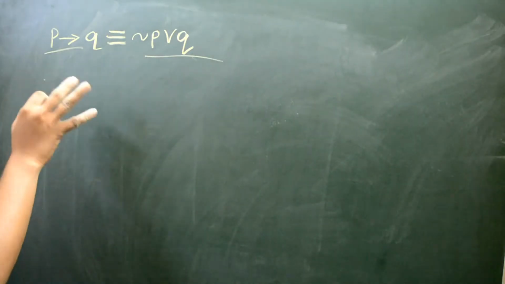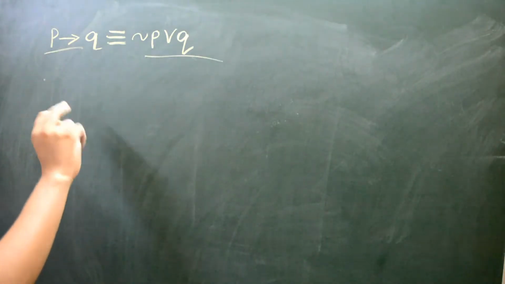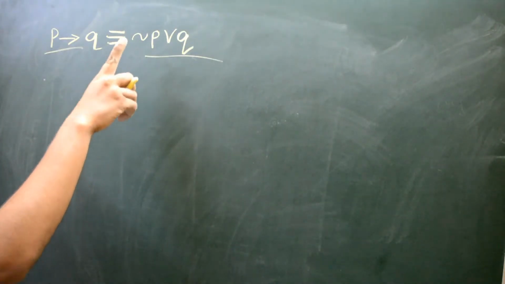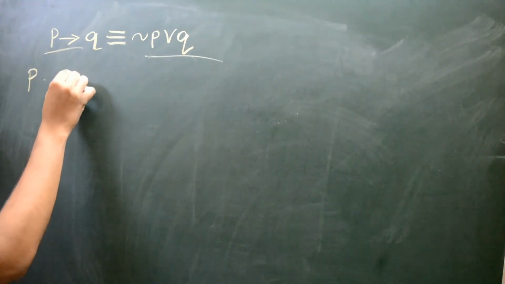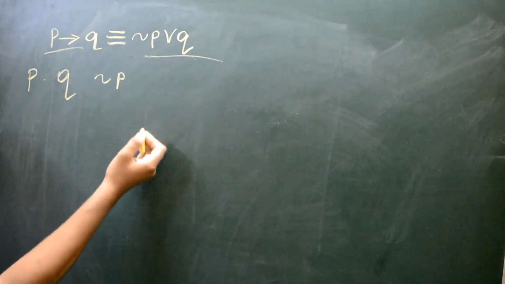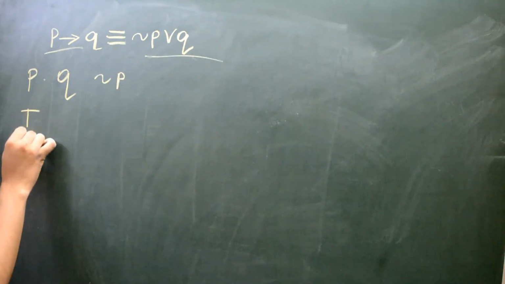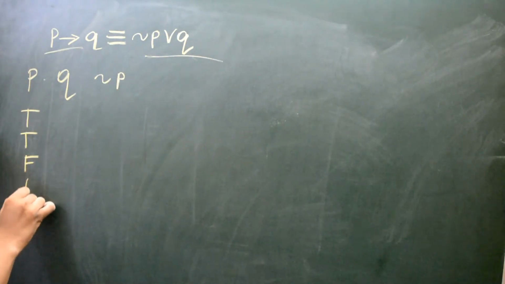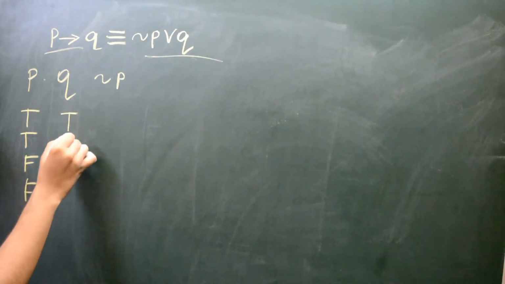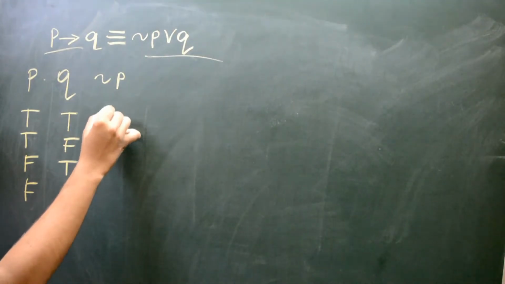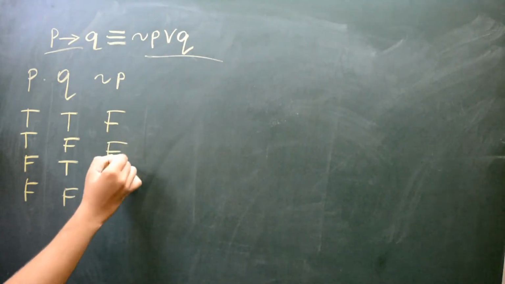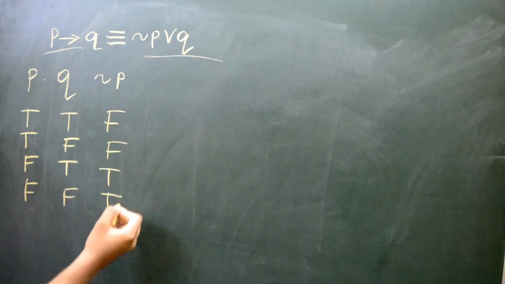So we will do it now. Observe this carefully. There are just two variables and one negation. So P, Q, negation of P. T, T, F; T, F, F; F, T, T; F, F, T.